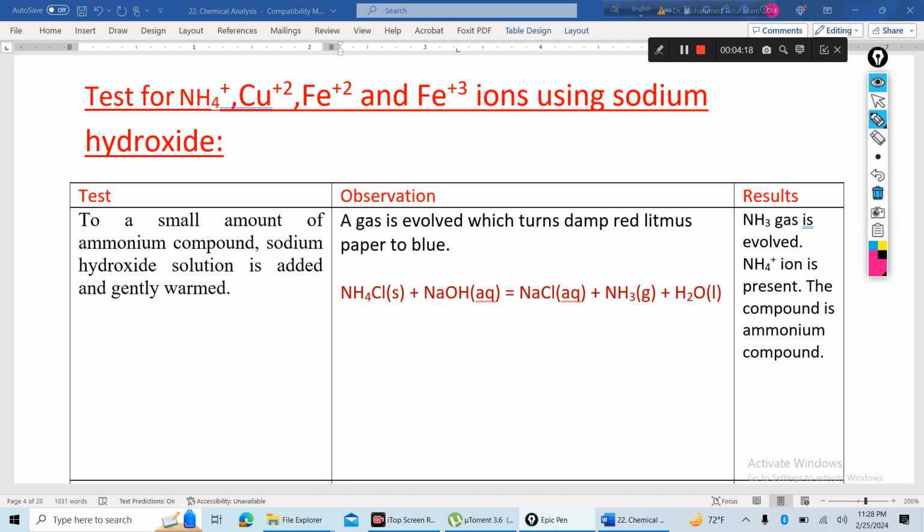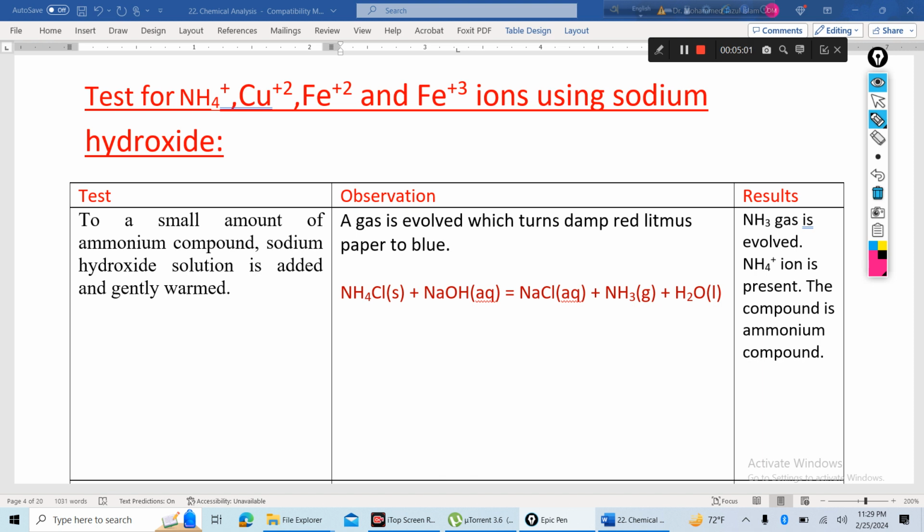Then the result. If the question asks which gas is produced, ammonia gas is produced. If the question asks which ion is present, you will write ammonium ion is present. And if asking which compound, the compound will be ammonium compound. Here ammonium chloride is the ammonium compound. So remember, to any ammonium compound, if you add sodium hydroxide, salt plus ammonia plus water will be produced. Ammonia turns damp red litmus paper blue, as ammonia is an alkaline gas.